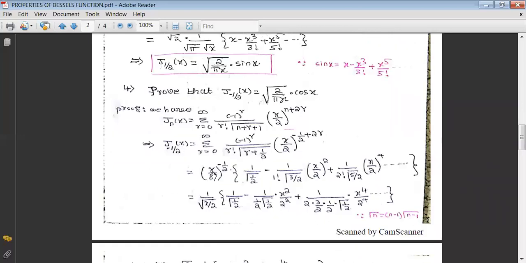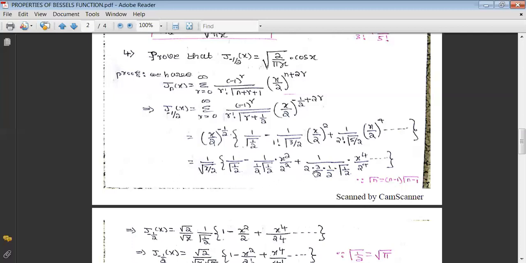The first factor, raised to minus 1 by 2, means 1 upon root x by 2. Then the 1 stays as it is, and gamma 3 by 2, using this rule, can be written as 1 by 2 into gamma 1 by 2. And this is x squared divided by 2 raised to 4. Plus, 1 upon 2 factorial is 2, and for gamma 5 by 2, if you apply this rule successively, first it can be written as 3 by 2 into gamma 3 by 2. Once again, applying the same rule, gamma 3 by 2 is 1 by 2 into gamma 1 by 2. And this is x raised to 4 upon 2 raised to 4.